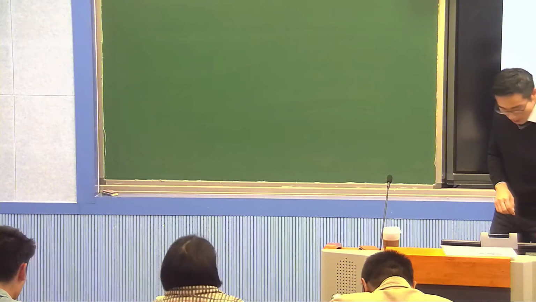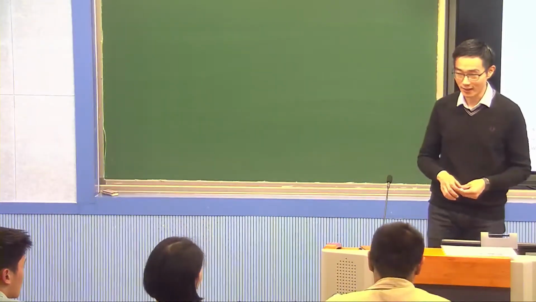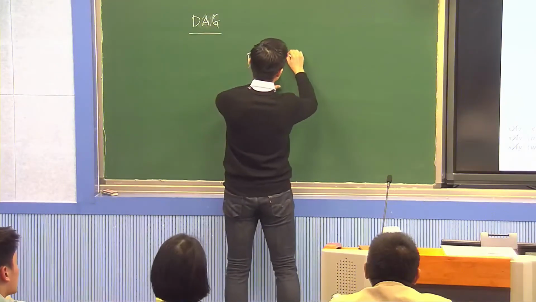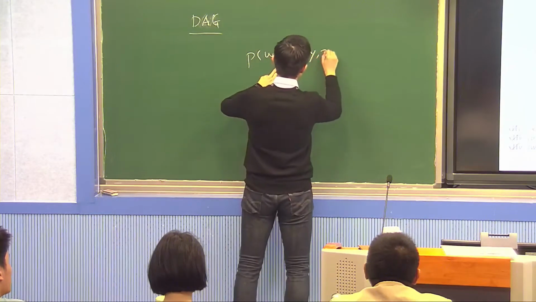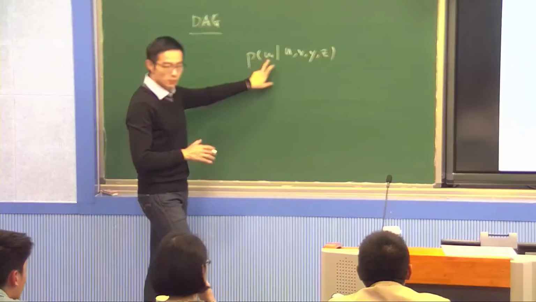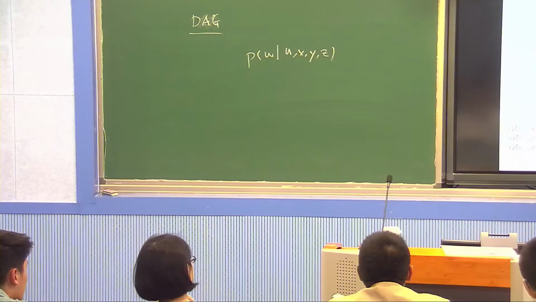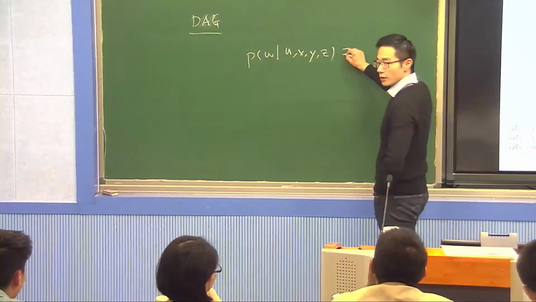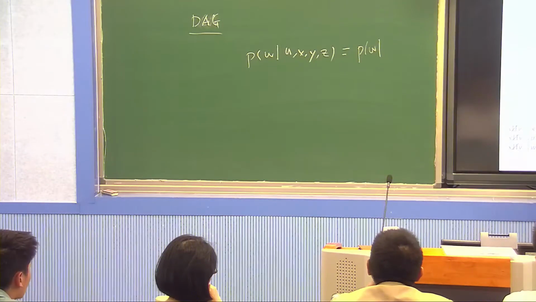So let me just say what I'm going to do today. I'm going to spend quite some time trying to do a better job than I did last time. Because last class, if I condition on u, x, y, z, the conditional probability of w, okay, w is this one, conditioned on all these variables is equal to p(w | x, y).